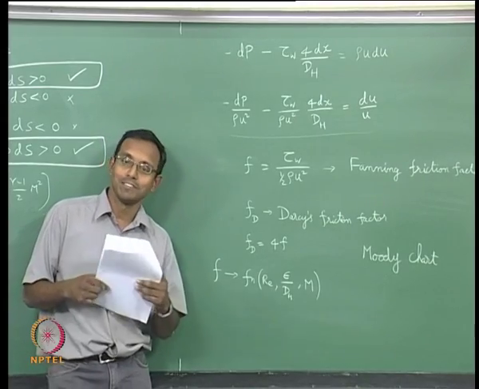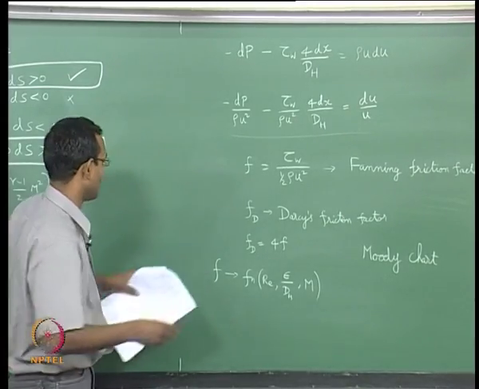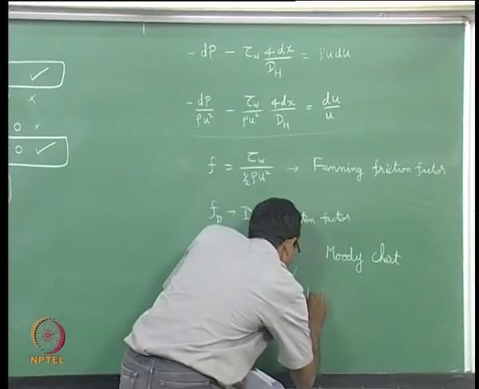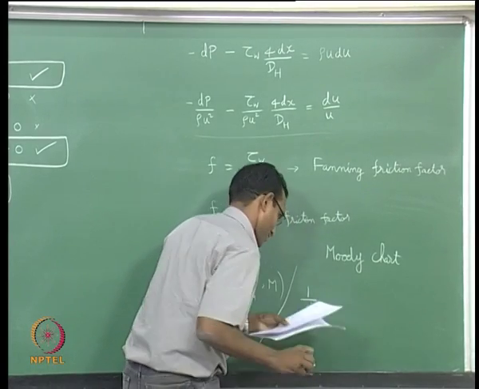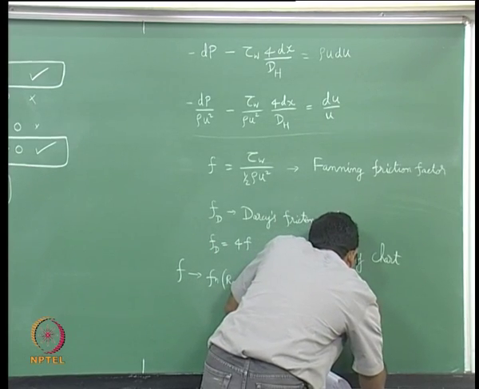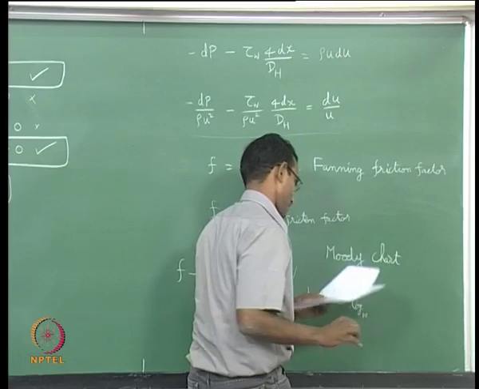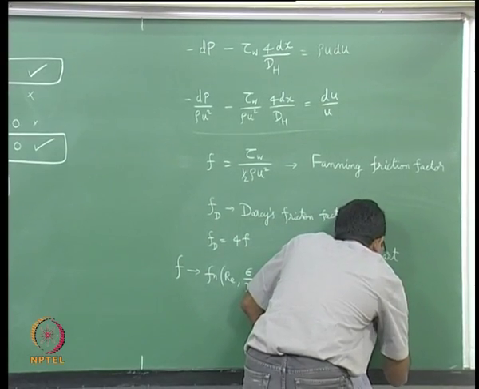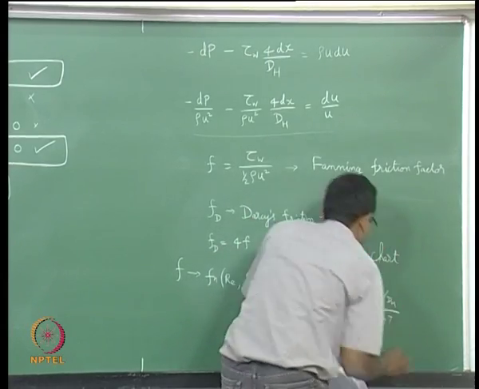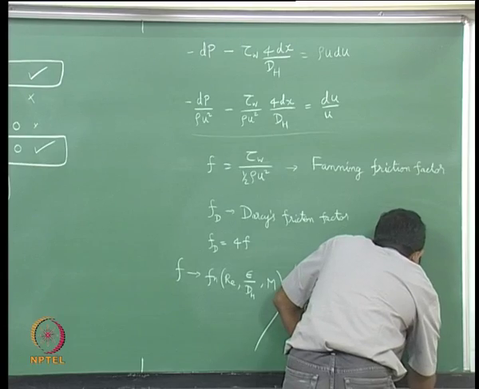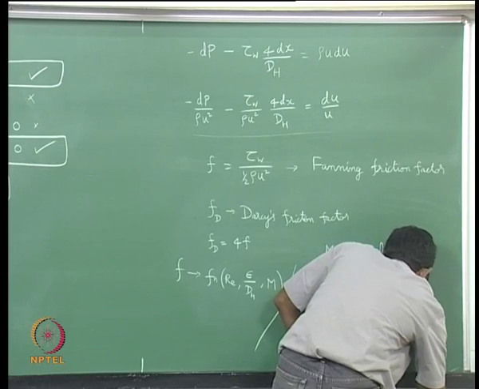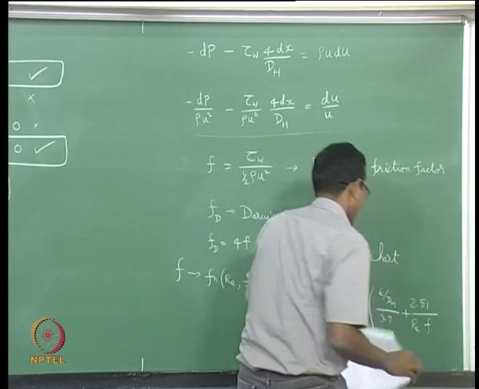It so happens that it is an implicit function. The function looks like this. I will just write the function here: 1 by f power half is equal to minus 2 log to the base 10 of epsilon by d_h divided by 3.7, do not ask me why, it is just a correlation, plus 2.51, I do not think it is a correlation, maybe they did something else which I do not know about, times f power half again.